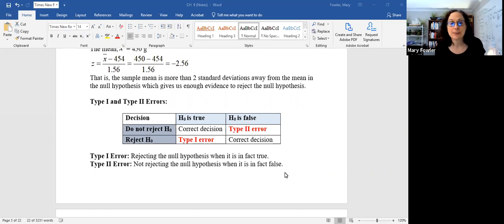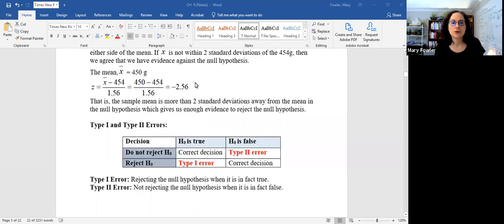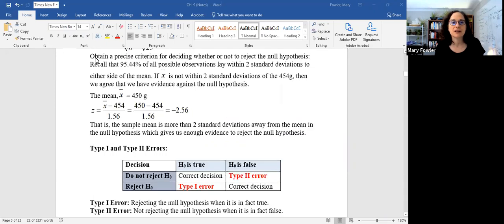pretzel example, and what we found out was that the z-score was negative 2.56, and we had set up a precise criterion for deciding whether or not to reject the null hypothesis. It was that if X bar is not within 2 standard deviations of 454 grams, then we would agree that we have evidence against the null hypothesis.